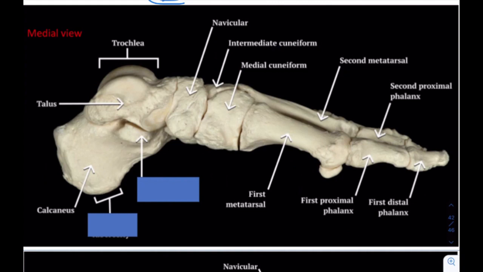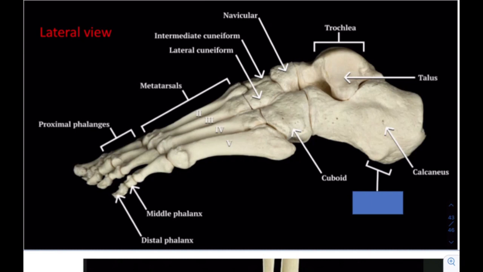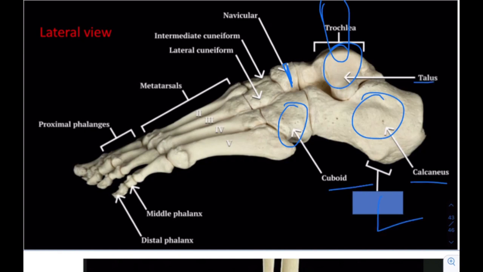So here's a medial view of the feet. We have the talus, the calcaneus, the navicular, the medial cuneiform, the intermediate cuneiform, the metatarsals, and the phalanges. Here we have a lateral view. Again, the calcaneus, the cuboid, the trochlea, which articulates with the tibia here, and the navicular, which is in front of the talus. The calcaneus is in front of the cuboid, and they are lateral. So that's a good way to remember them. The lateral cuneiform and the intermediate cuneiform, and then it's not seen, but there's also the medial cuneiform, the metatarsals, and the phalanges.